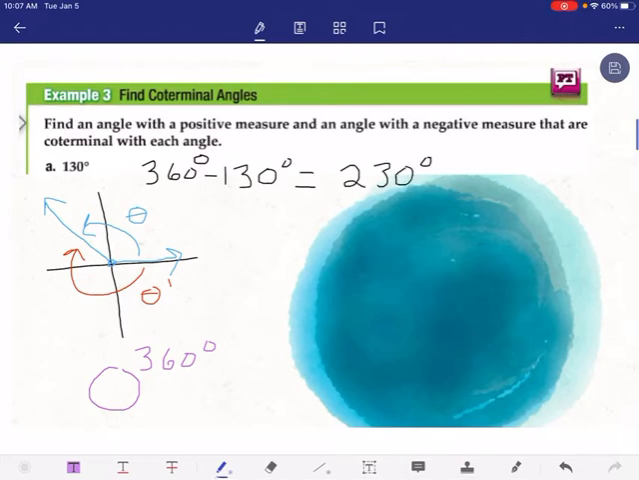The problem, however, is if I were to leave that positive, we would still be going counterclockwise. And notice that if we were to go counterclockwise 230 degrees, we would not end up in our second quadrant. So the way that we indicate that we're going to go clockwise instead is by making it negative. So we actually want to take 130 and subtract 360.